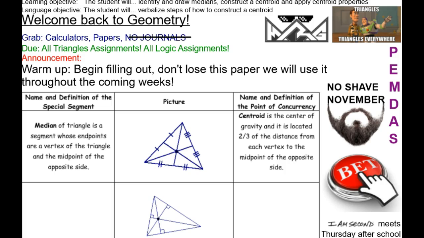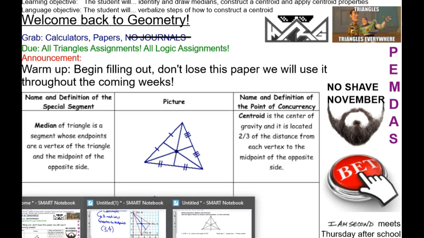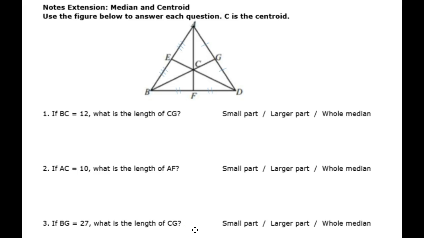For now, we are going to look at the other sheet that you should have grabbed on the way in. That looks like this. It says notes extension, median and centroid. Looking at this, I know it is a centroid because it is created by 3 medians. I know these 3 are medians because they go from a vertex to a midpoint, and I know this is a midpoint because of the tick marks.